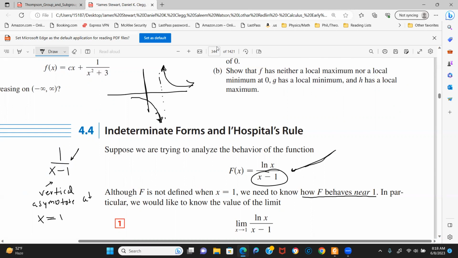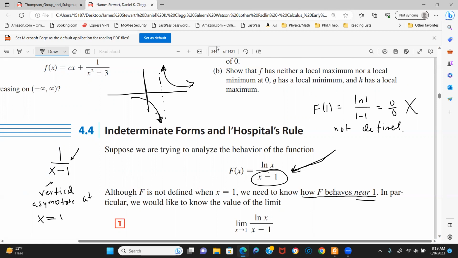And you might wonder the same thing about a function like this. What's the behavior? It's clearly not defined at 1. If you plug in 1, you're going to get ln of 1 over 1 minus 1, and that's 0 over 0, and that's bad. This is not defined at 1. But the function is clearly defined near 1, and it's possible that we even have an asymptote at 1.